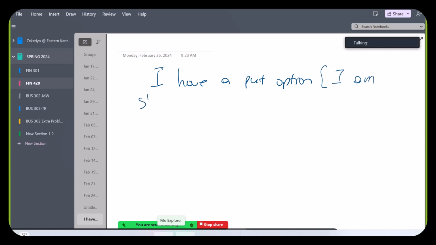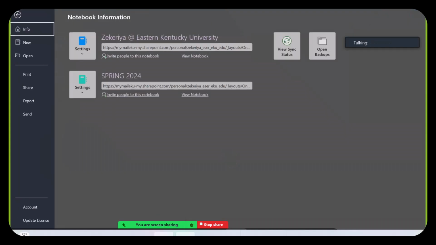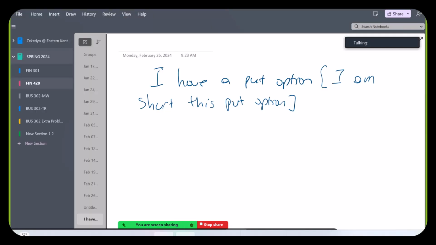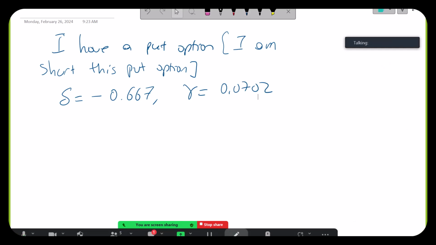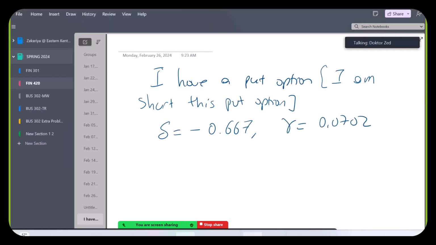I am short this put option. That means I sold the option. If you buy an option, you are long the option. There's a delta of negative 0.667, gamma of 0.0702, I think. Yeah. Okay.